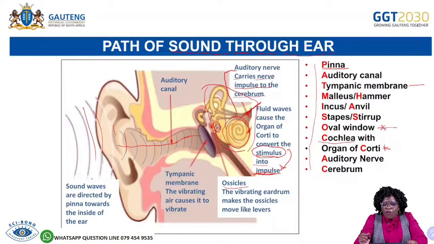Be careful of cerebellum and cerebrum. The moment you confuse the two, you lose marks immediately. Hearing, good people, it's interpreted by the cerebrum of the brain. And don't forget that by the time it reaches the cerebrum of the brain, then this is going to be interpreted. And you are able to hear.